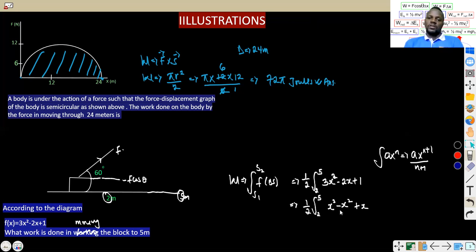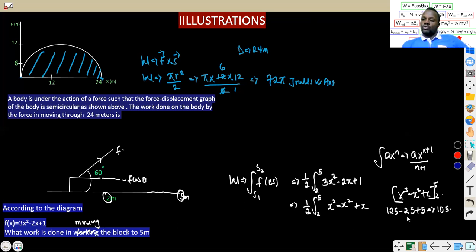The interpretation of this one, my dear student, is when s is equal to 5, minus when s is equal to 2. So we are going to do that. So we have x cubed minus x squared plus x, taking the limit from 2 to 5, that is 5 and 2. I will substitute and we do it together. When s is 5, let's do it together. 5 raised to power 3 is 125 minus 5 raised to power 2 is 25 plus 5. Be careful. This is 100 plus 5. It's going to give you 105.